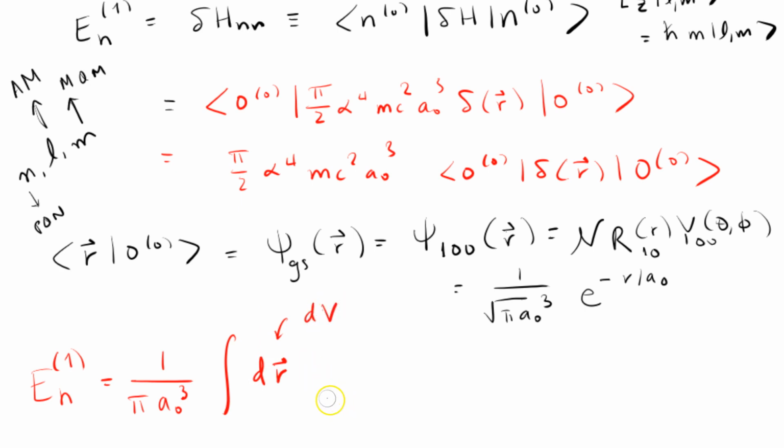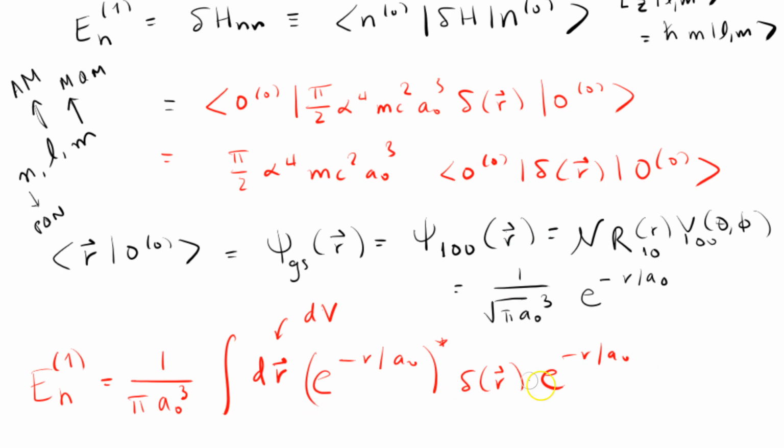Then we're going to have e to the negative r over 2a naught. Sorry, it's going to be e to the r over a naught. I'll write this more bluntly: complex conjugate times delta of r, and then e to the negative r over a naught. This is just the formula for the inner product, the matrix element of delta r in this basis state.